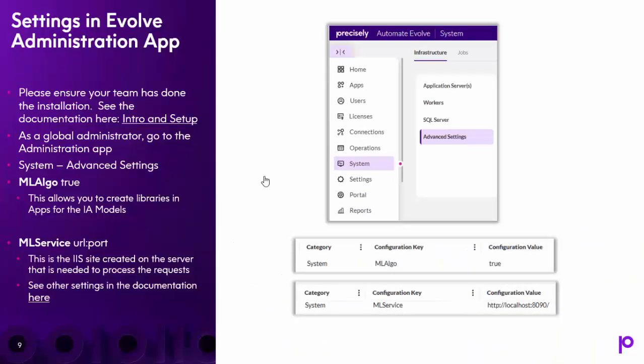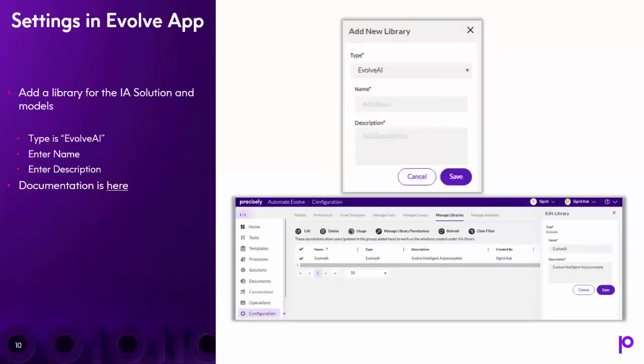So in order to use this, you would want to install a version of Evolve that has the Intelligent Autocomplete early adopter release as part of it. So there's an installation process, and then the global administrator would set up some system variables. The ML algo allows you then to create libraries for those models, and the ML service is an IIS site needed to process those requests. Then we'll add a library that will enable you to create a new Intelligent Autocomplete instance and create models and train those models.